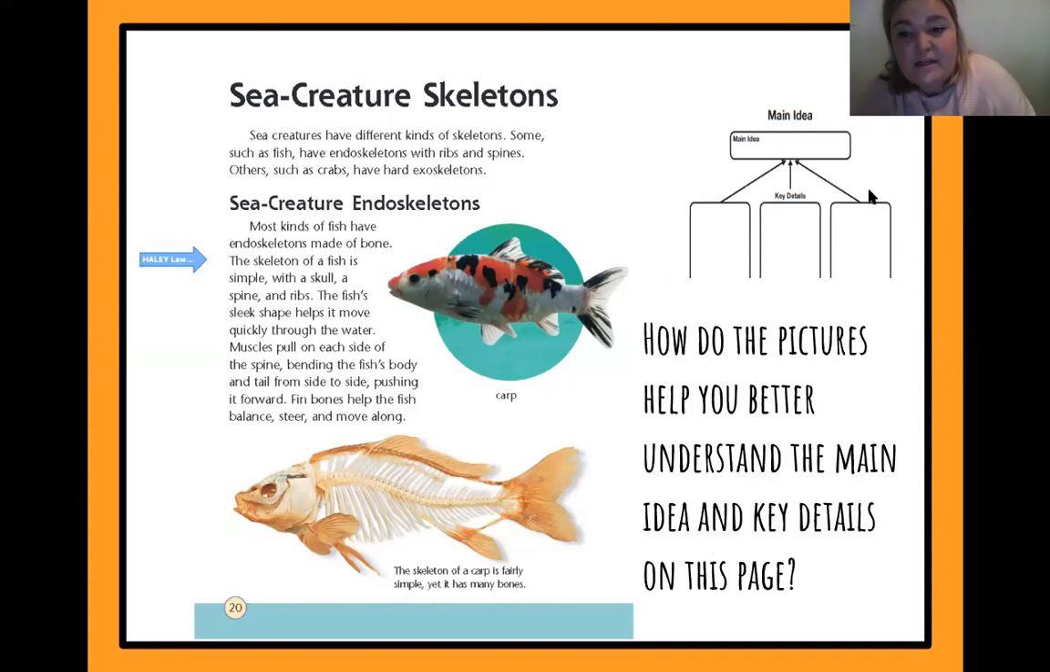So down here it says the skeleton of a carp is fairly simple, yet it has many bones. So up here, this main idea and key details, I just put that there because this definitely has a main idea and key details in just this part right here. So it says, sea creatures have different kinds of skeletons. Some, such as fish, have endoskeletons with ribs and spines. Others, such as crabs, have hard exoskeletons. So, if we wanted to find the main idea of this page, what do you think it would be?